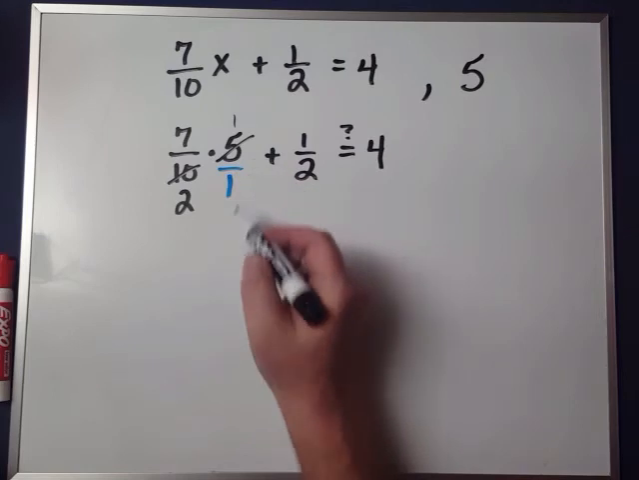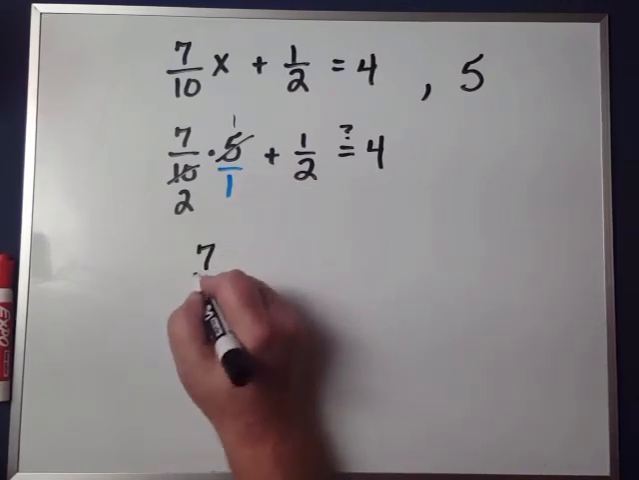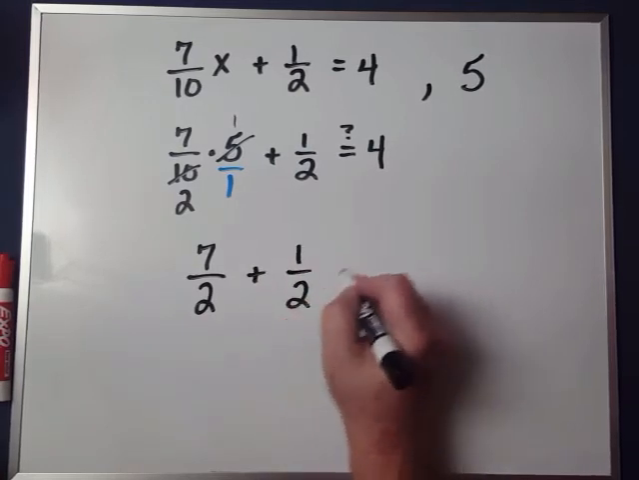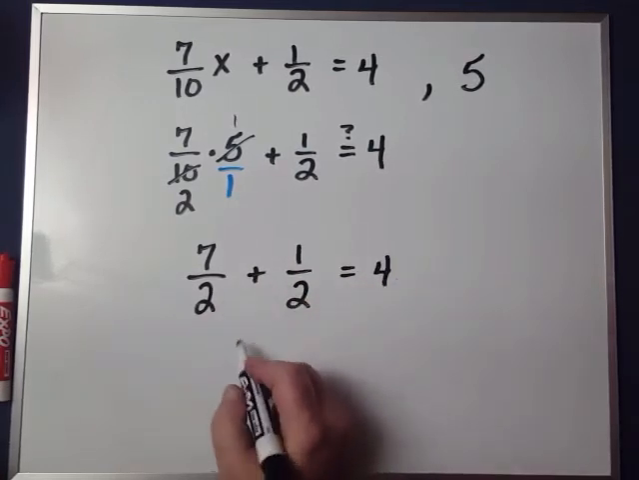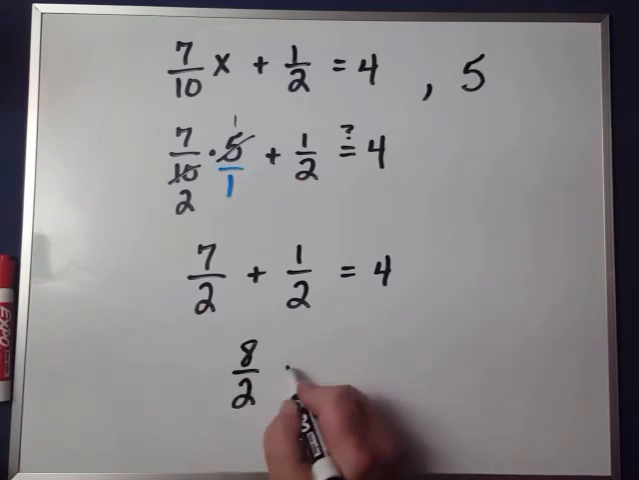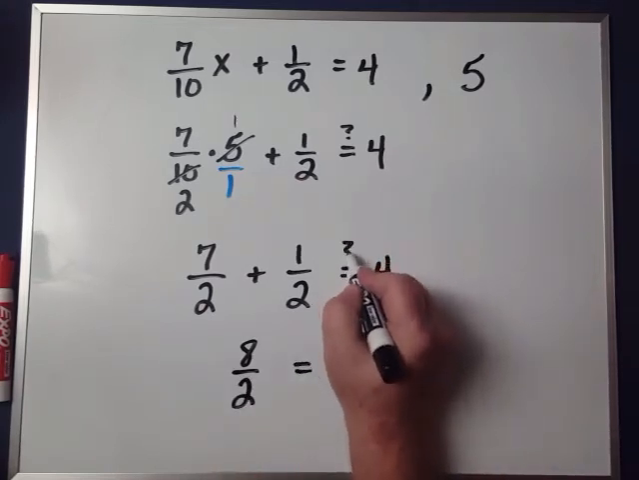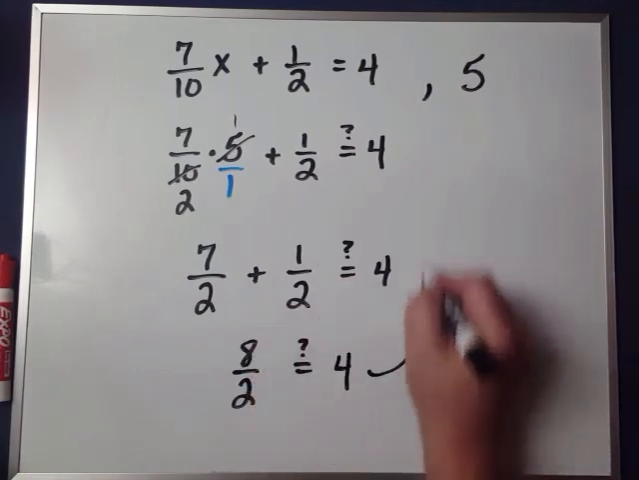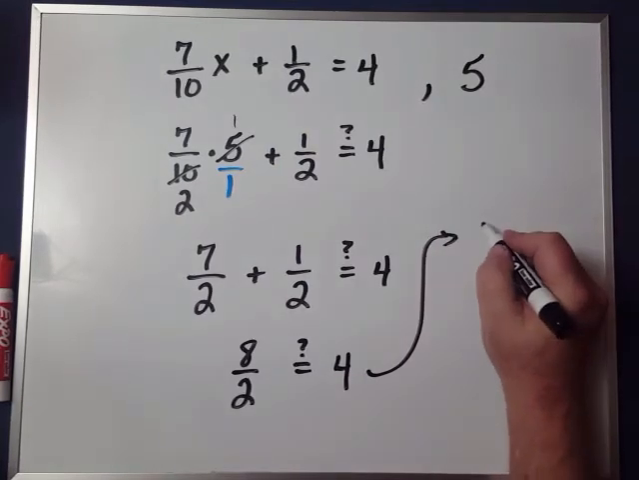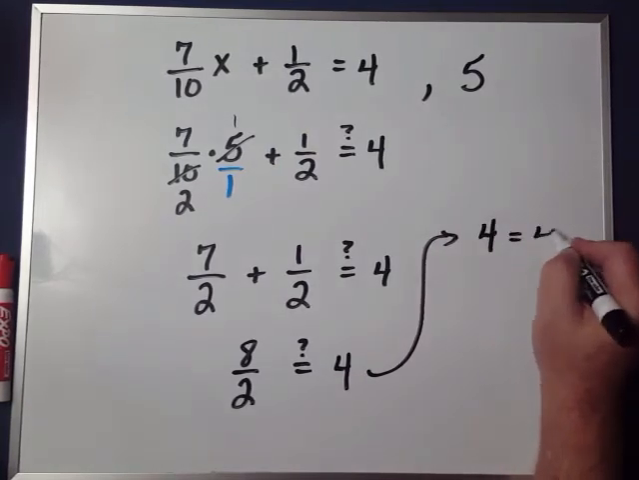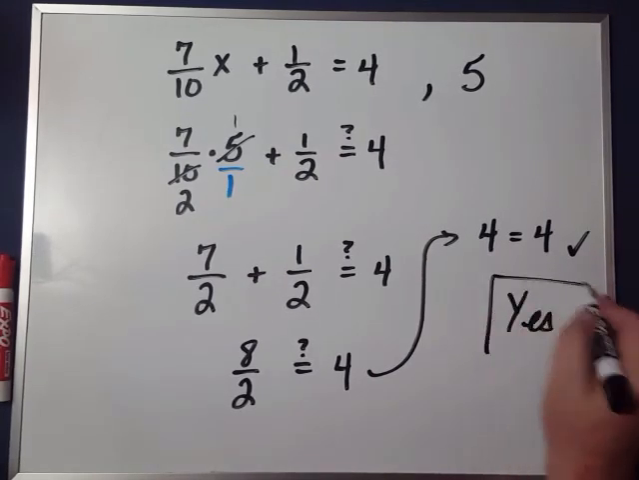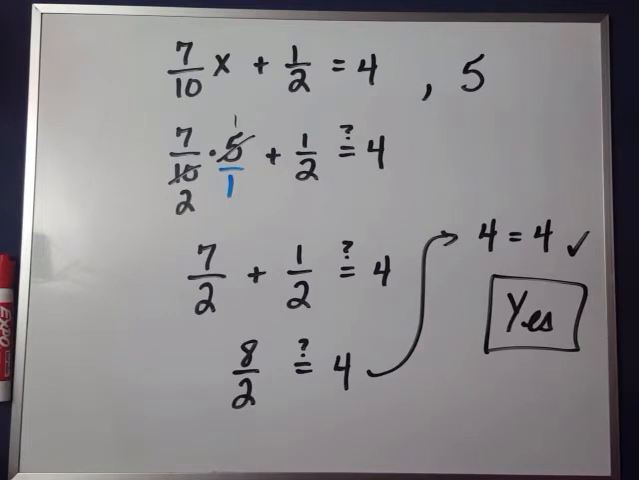We've cross canceled all we can. Let's multiply in the top. We have a 7. In the bottom, a 2. To add fractions, we add the tops. Write that result over the common denominator. So 7 of them plus 1 of them is 8 of them, 8 halves. 8 divided by 2 is 4. And this gives me a true statement. So was 5 a solution to this equation? Yes, it was.